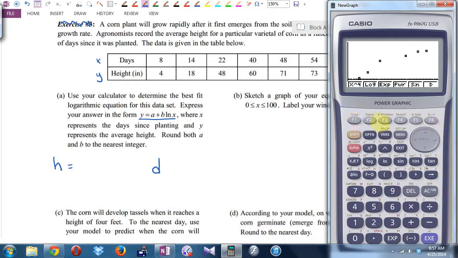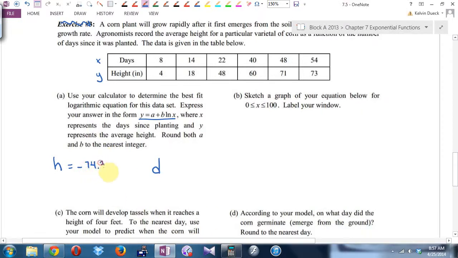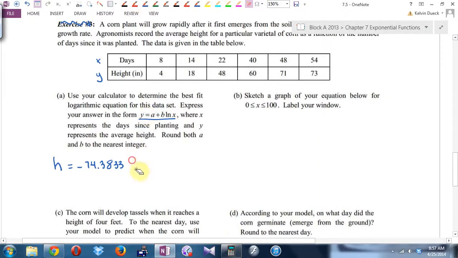So let's go calculation. And it looks like the equation it suggests is negative 74.3833 plus 37.2082 natural log of, not x, Mr. Dueck. What did you say with the x-axis? D for days. There's my equation.